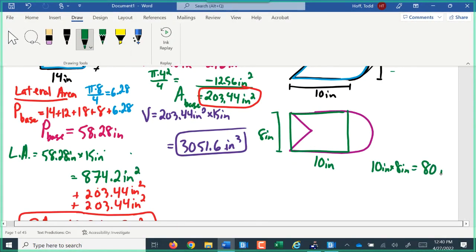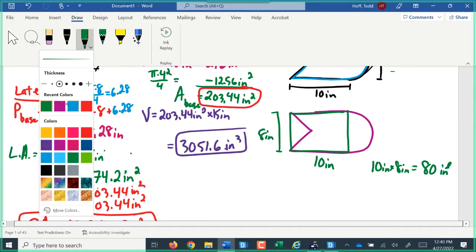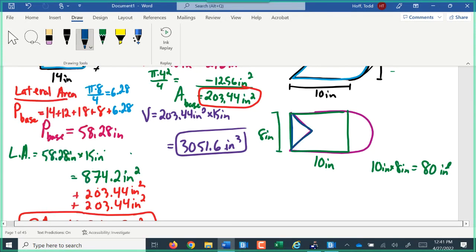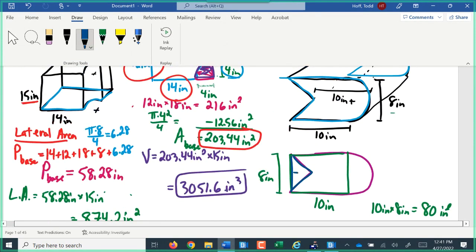80 square inches. And that's a right triangle. Well, I need to subtract that triangle. This one here, it's missing. I need this height here. What is it? I know that this dimension has to be how much?